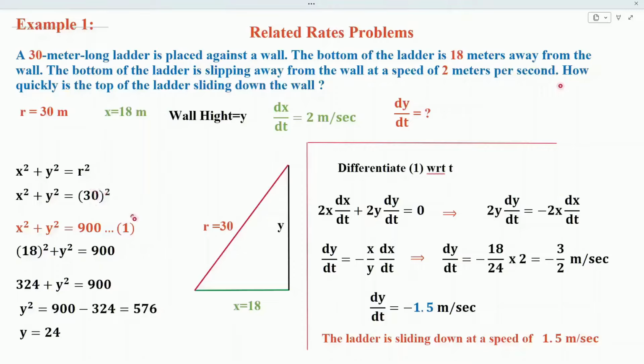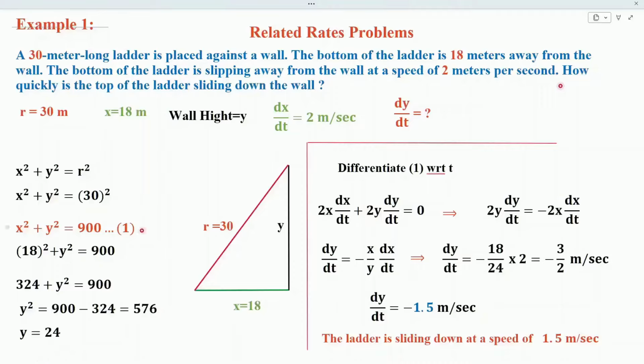Substitute it in this equation, and after simplifying we get equation number 1. The value of x and the value of r is given. We need to find the value of y, so substitute the value of x in equation number 1 and we simplify it to get the value of y, which is 24 meters.